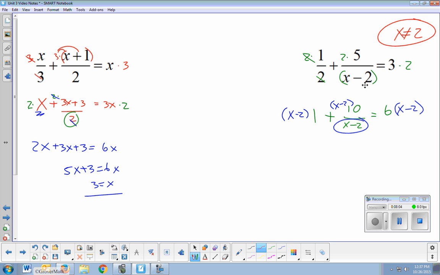You have to, if you do it in the beginning or halfway through the problem, I realized I'm multiplying by something with x in it. That kind of reminded me that I needed to state that. So you've got to always remember that. That is part of the answer. All right, so here I'm multiplying. This is x minus 2 plus, this cancels out, so plus 10 equals 6x minus 12.